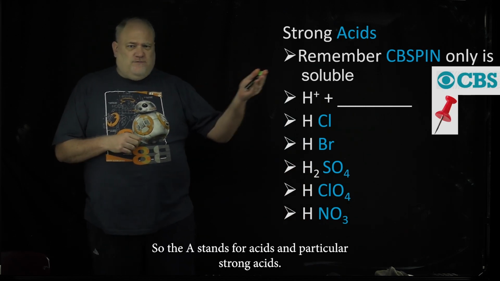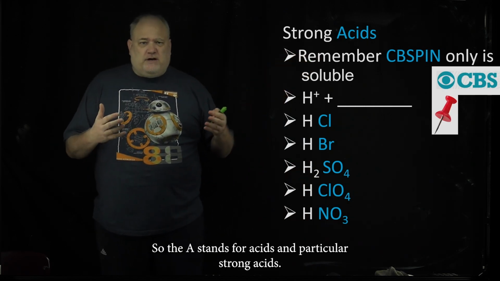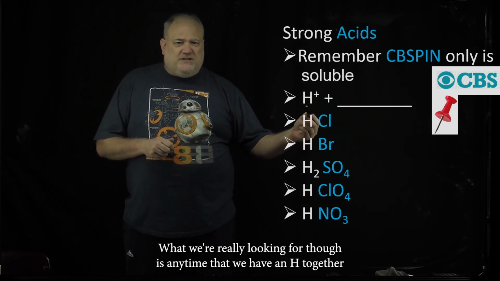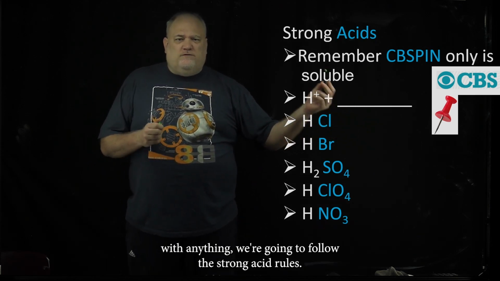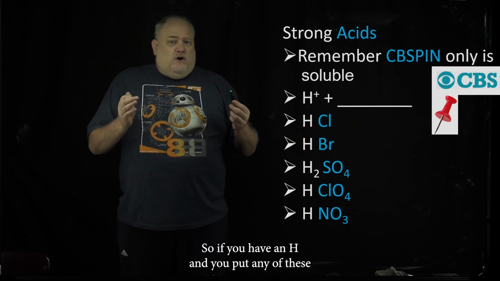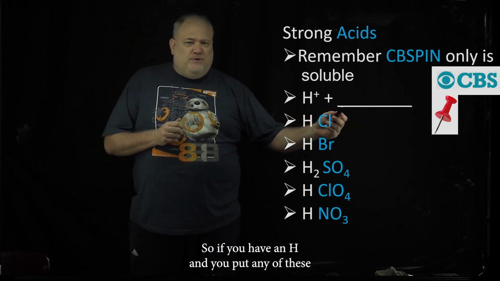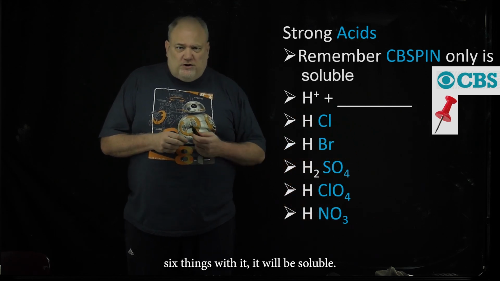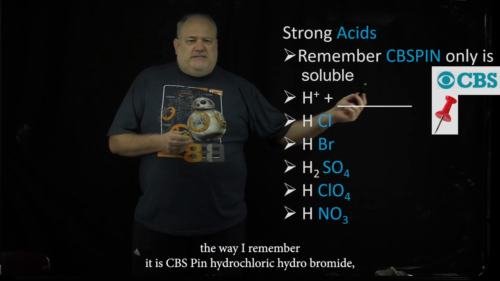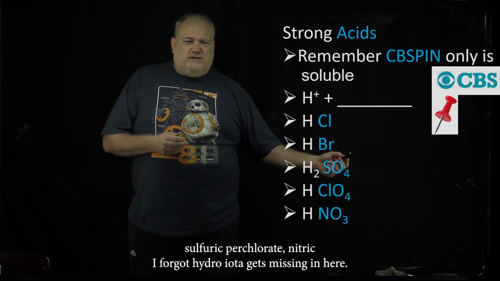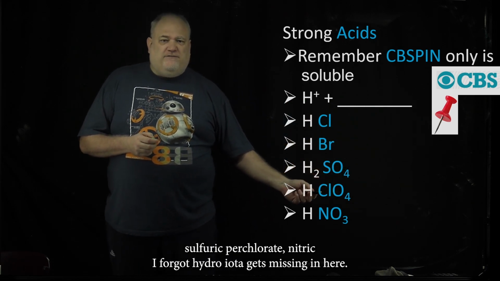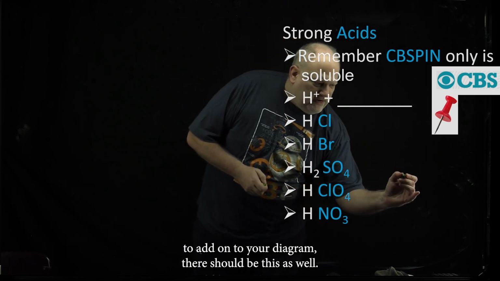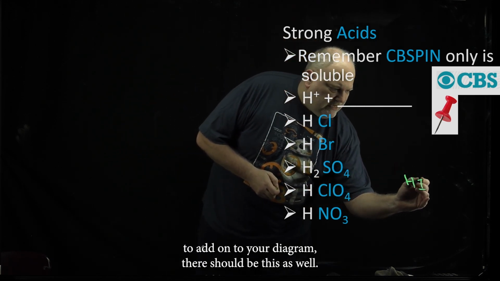The A stands for acids, and in particular strong acids. What we're really looking for though is anytime that we have an H together with anything, we're going to follow the strong acid rules. So if you have an H and you put any of these 6 things with it, it will be soluble. The way I remember it is CBS PIN: hydrochloric, hydrobromic, sulfuric, perchloric, nitric. I forgot hydroiodic, it's missing in here. That's what the I stands for. So if you're trying to add onto your diagram, there should be this as well.